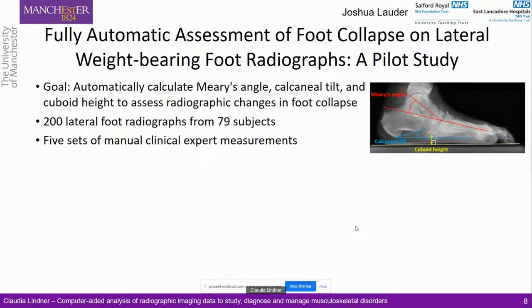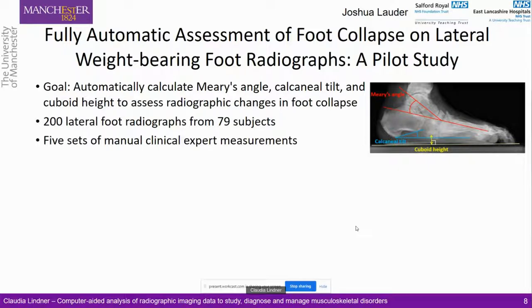A second example on automatically generating measurements is this one here, which was done in collaboration with Salford Royal NHS Foundation Trust and East Lancashire Hospital NHS Trust, working with Joshua Lauder. And here the goal was to see whether we can develop a system to automatically assess foot collapse on lateral weight bearing foot radiographs. And there were three particular measurements that we were interested in: the Meary's angle, calcaneal tilt, and cuboid height, as shown in the image on the top.